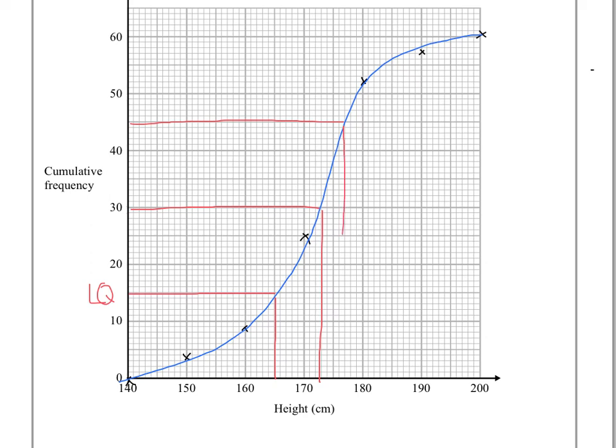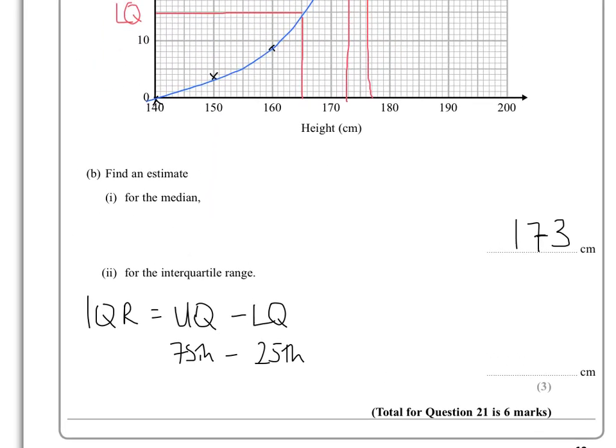And again, excuse the drawing, but that looks about 177, so that's the upper quartile. So that means the interquartile range is the upper quartile 177 minus the lower quartile 165. So again, just to reiterate, that equals 177 minus 165, which gives us an interquartile range of 12.